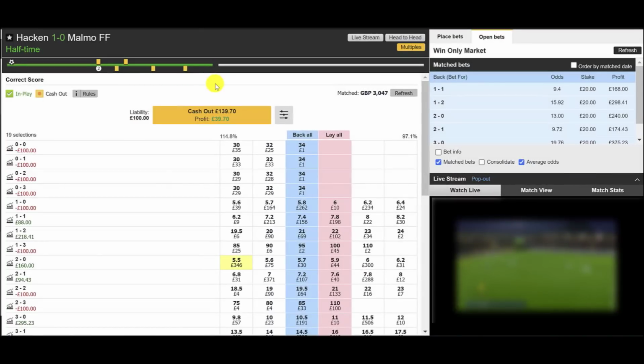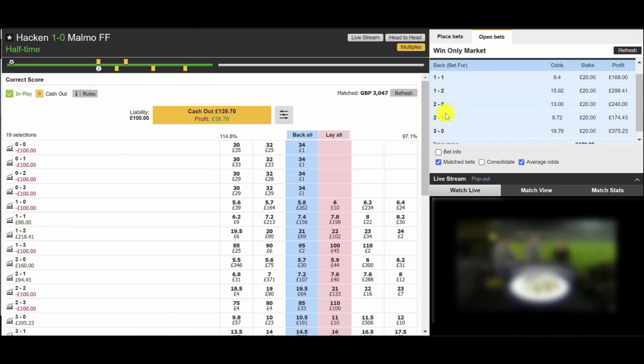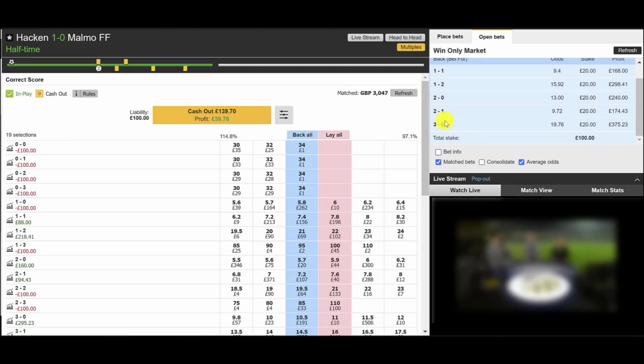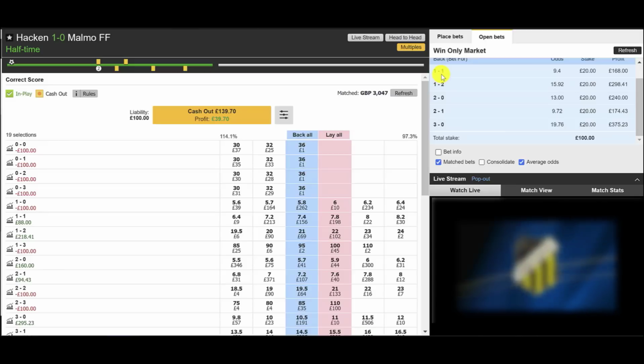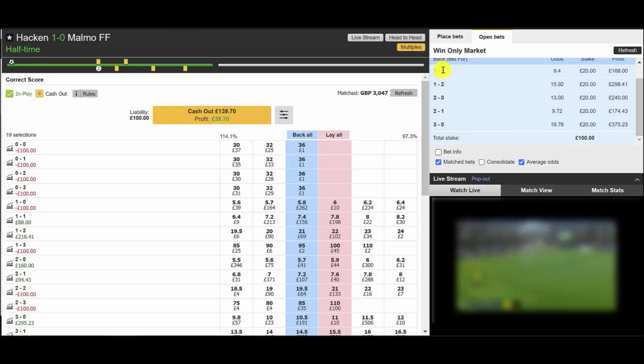Half-time in this match from the Swedish league, and this is Häcken against Malmo. Häcken leading 1-0, and the good news is we've covered scorelines in favour of the Häcken win. We've got 2-0 and 3-0 covered, and then as our plan B, if they concede, we've got 2-1, we've got 1-2, and we've also got 1-1 covered. So far so good. Next goal is going to land us on a target scoreline. So let's see where we're at when that happens.